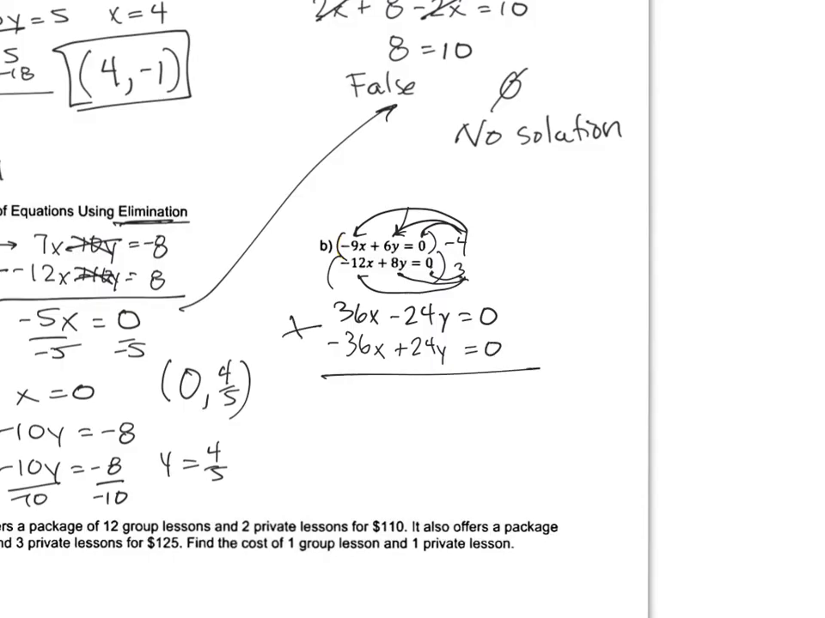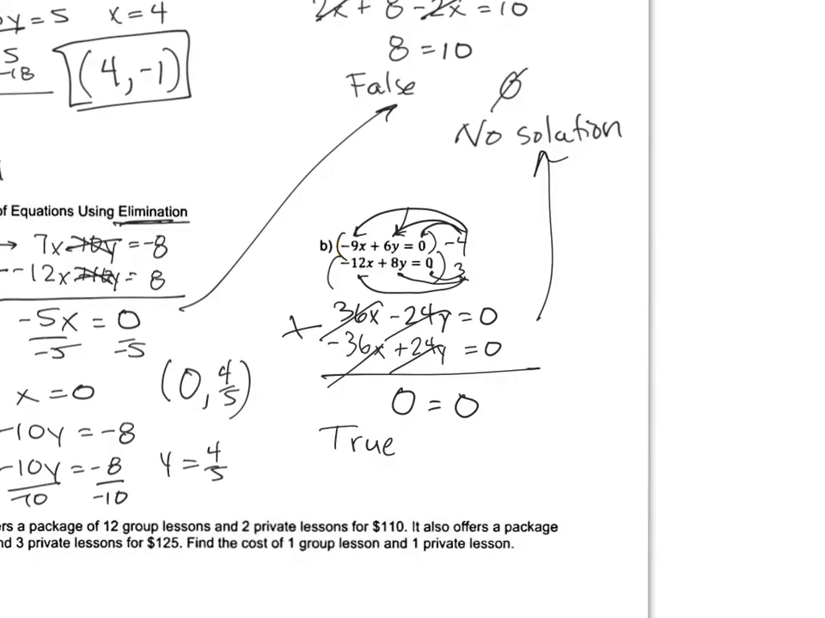Now when I add these up, I'm supposed to only eliminate one variable. I eliminated all the variables. That's weird, but we end up with 0 equals 0. So this is like this one, where we have no variable. No variable means we can't solve for anything. So 0 equals 0, this is a true statement.